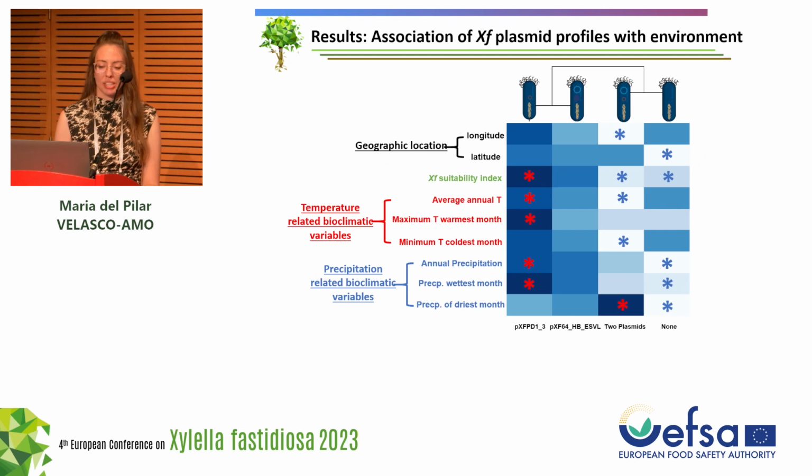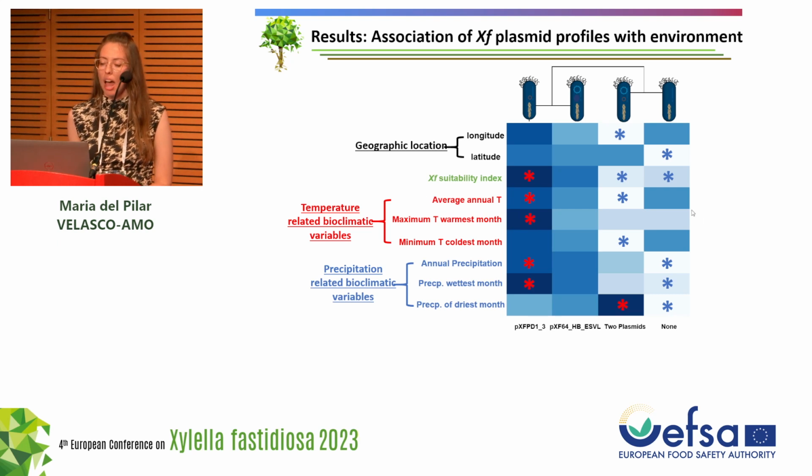And finally, we did a multivariate analysis that showed a relation between the different plasmid profiles and the geographic location, the temperature, and the precipitation variables. So here we can see that, for instance, the genotype with no plasmid is in areas with a higher Xylella fastidiosa suitability index. It's more abundant here and, for instance, related with the highest temperature. And in the opposite, we have the genotype with the two plasmids.